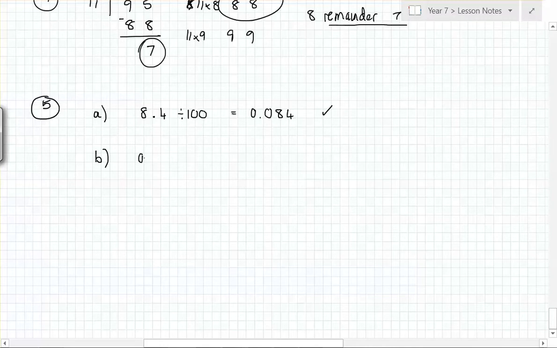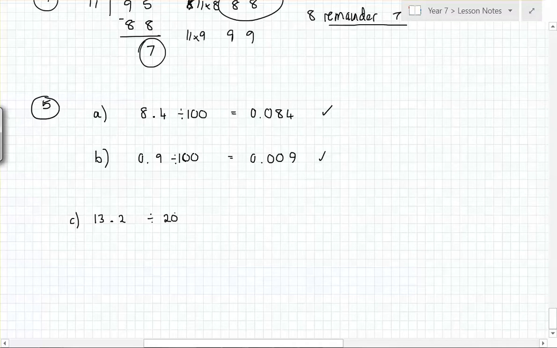And then we've got 0.9 divided by 100, which is 0.009. Right, that's 1 mark too, because they're too easy. The next ones are worth 2 marks. So C, 13.2 divided by 20. Now, they're worth 2 marks.